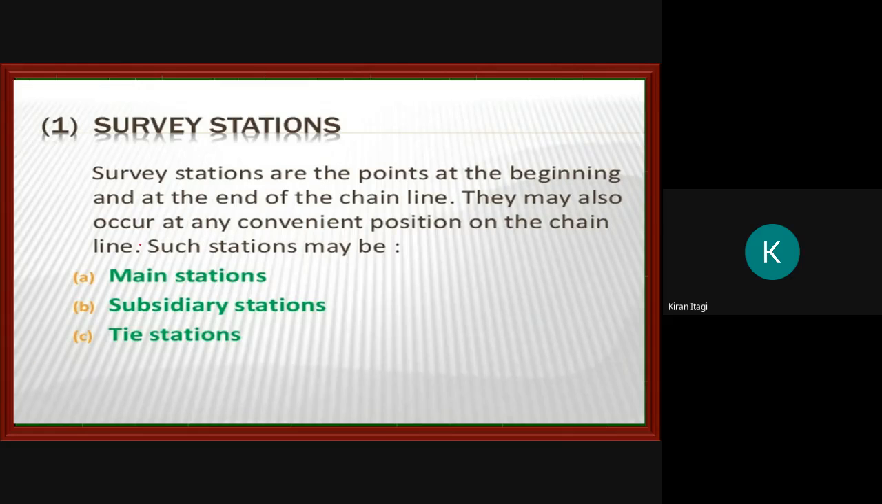We have different types of stations: main station, subsidiary station, and tie station. The main station is indicated by a triangle, the subsidiary station like this, and the tie stations by T. Survey stations are the points at the beginning and end of the chain line. They may also occur at any convenient position on the chain line. Such stations may be main stations, subsidiary stations, and tie stations.